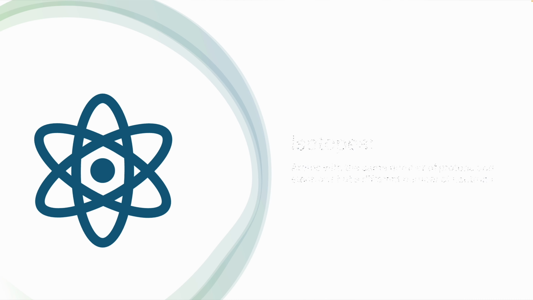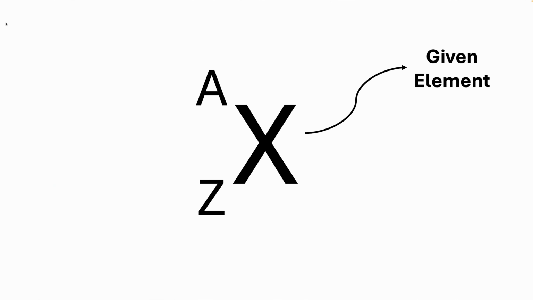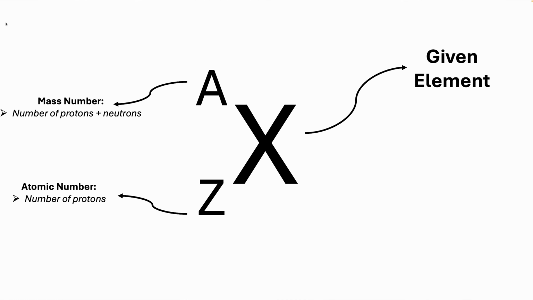Atoms exist as isotopes, or atoms with the same number of protons and electrons, but a different number of neutrons. This means that the charges of isotopes of the same element are the same. But what's different? Remember that atomic number, the bottom number in elemental notation you'll often see, is the number of protons our atom has. The mass number, the upper number in elemental notation, is the sum of the number of protons and neutrons in your atom.